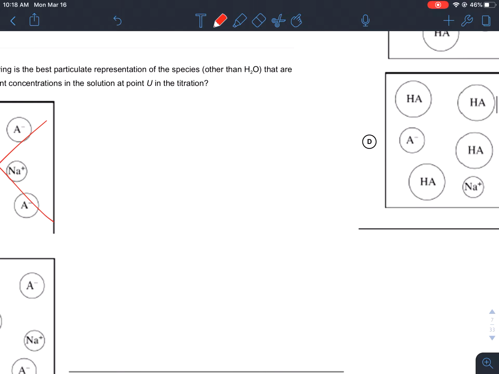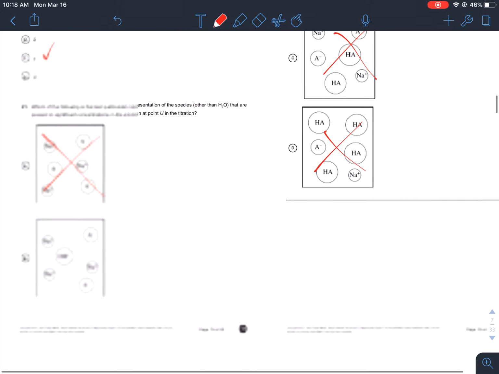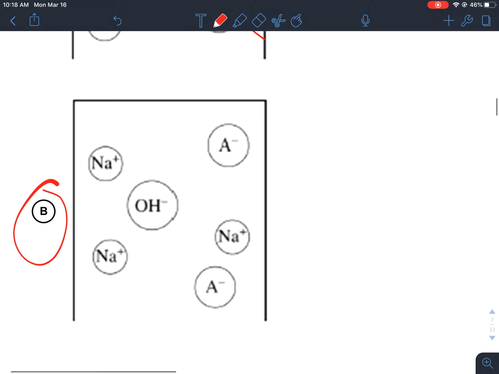This is when it's completely basic. Wait, here, no OH minus, no OH minus. What the heck? The answer is clearly B because it's the only one that has OH minus involved, and you better have OH minus involved, okay? Because when you talk about bases and acids, especially, you're going to be mainly basic when you're past that equivalence point.